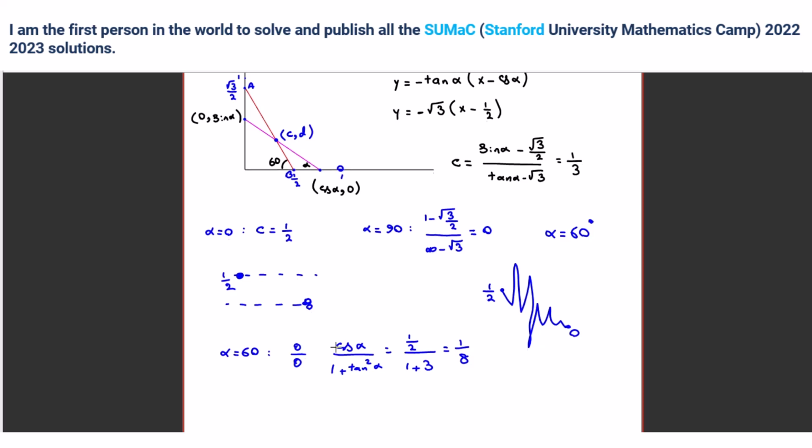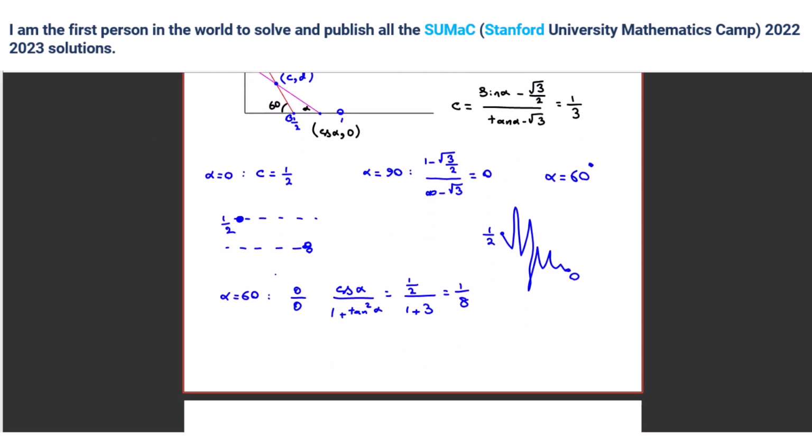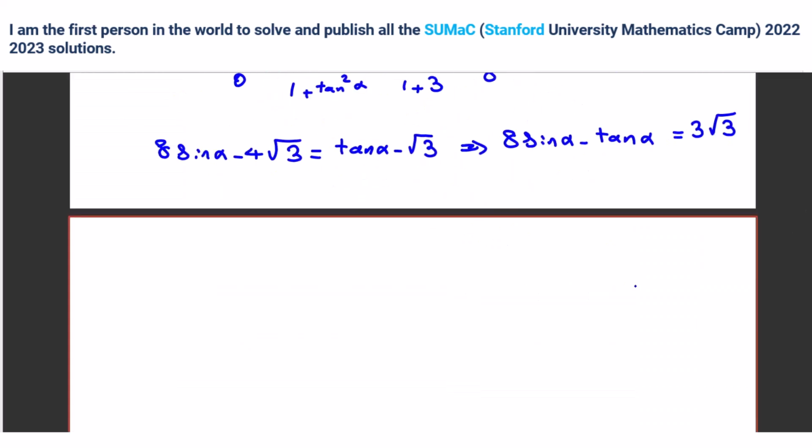So if you consider 8 sine alpha minus 4 root 3 equal to tan alpha minus root 3, right? Agreed? Yeah. So 8 sine alpha minus tangent alpha is 4 root 3 minus root 3, which is 3 root 3, right? Yeah. Then what? I made a mistake.